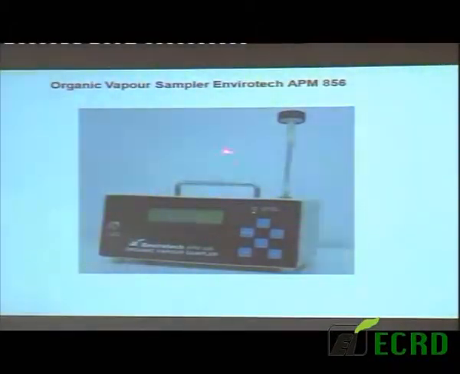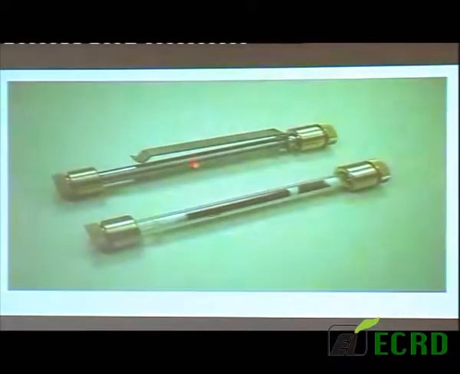And this looks like this. This is the suction tube. You have to put your adsorbent tubes here in series, 2 tubes, and then you have to set the desired flow rate. You can set it from here. Next, please.